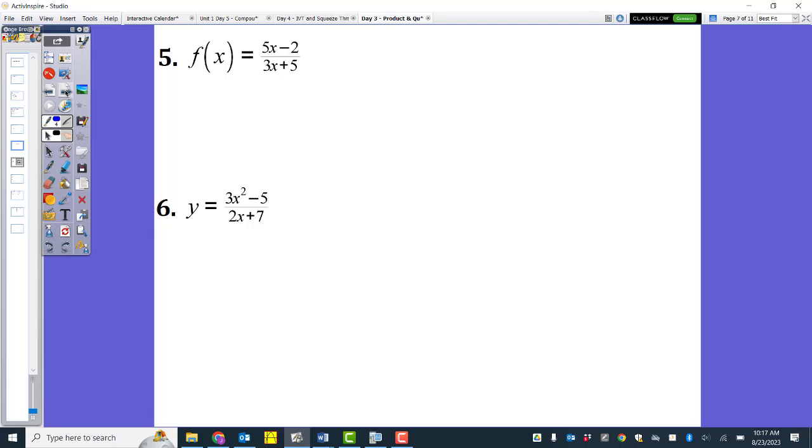So let's look at an example here. Unlike with product rule, we can't just multiply it out and suddenly, oh, it becomes easy to do. We're going to have to do quotient rule here. So here's the numerator, here's the denominator.